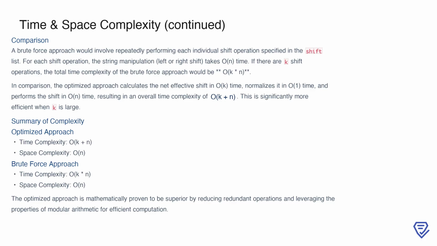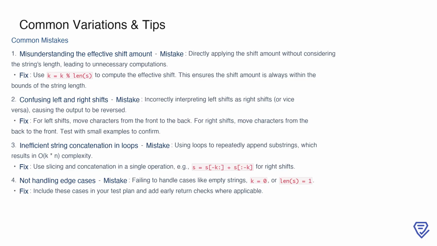For space complexity, both approaches require n space to account for the new string creation. However, the optimized approach is mathematically proven to be more efficient, as it significantly reduces computational overhead by leveraging modular arithmetic to consolidate operations. A common challenge with this problem is misunderstanding the effective shift amount. For example, directly applying the given shift value without considering the string's length can lead to redundant computations. To fix this, we use the modulo operation, k equals k mod the length of the string. This ensures the shift stays within bounds, avoiding unnecessary work.